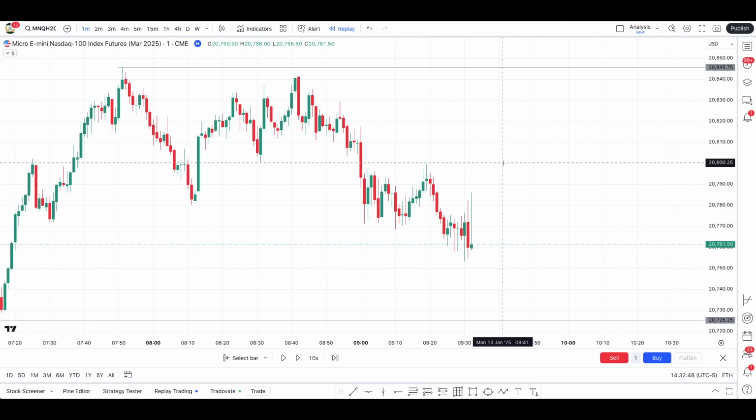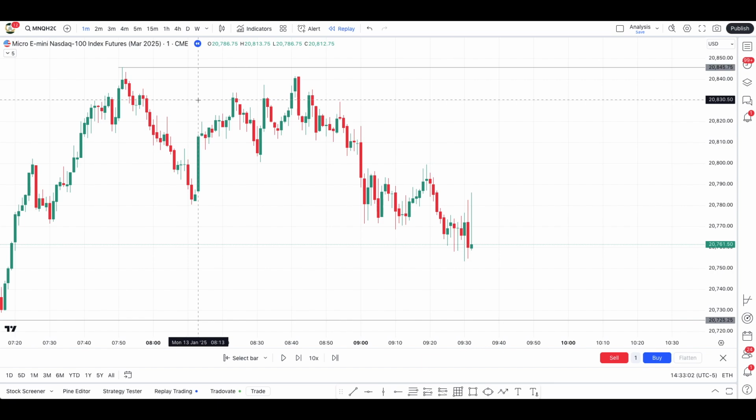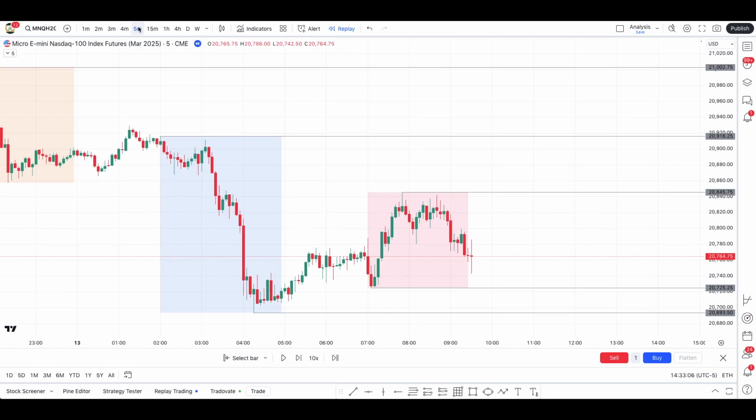So as you know, my bias for the day is bullish. We've been seeing price drop and drop and drop, and I'm looking for some kind of pullback. Of course, maybe this is not your style of trading. Maybe you just like to follow the trend and there's nothing wrong with that.